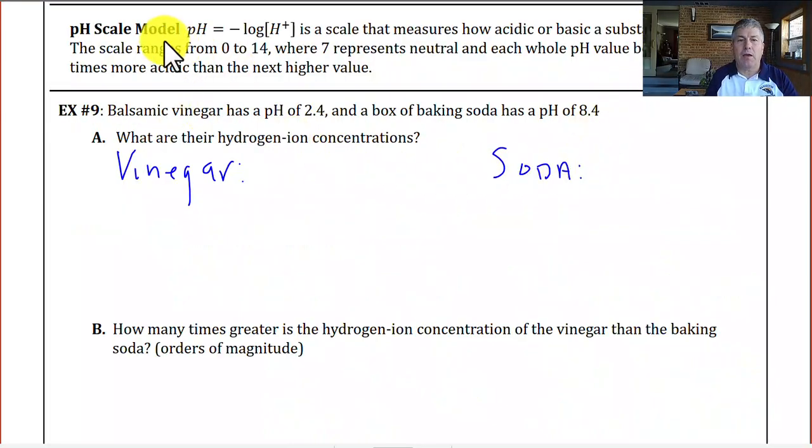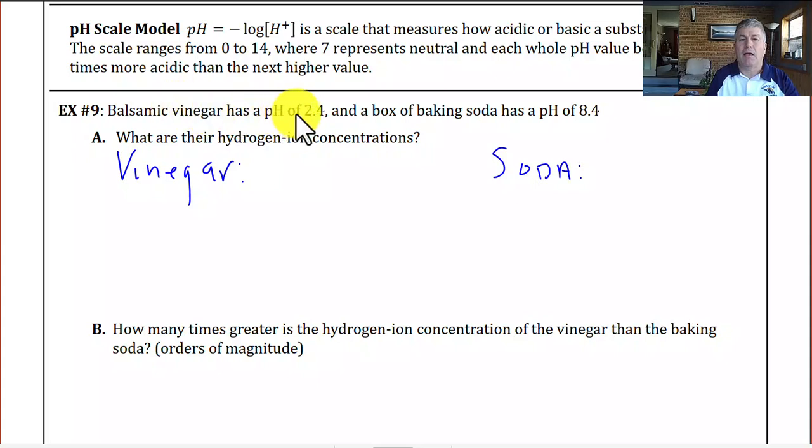In example 9, we're going to use a pH scale model where pH equals the opposite of the log of H plus. You guys in science probably know what that means. It is a scale that measures how acidic or basic a substance is. The scale ranges from 0 to 14, where 7 represents neutral, and each whole pH value below 7 is 10 times more acidic than the next higher value. So let's take a look at our formula. The 10 times makes sense because we've got log base 10 here.